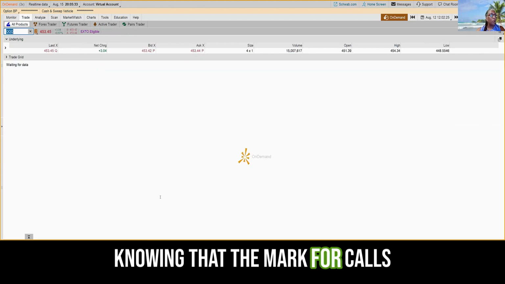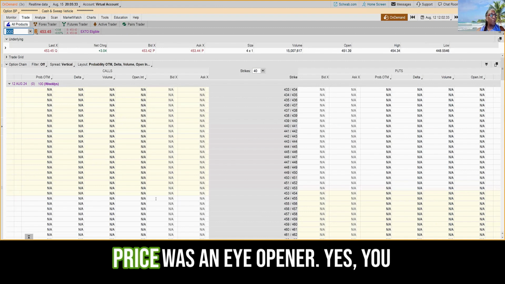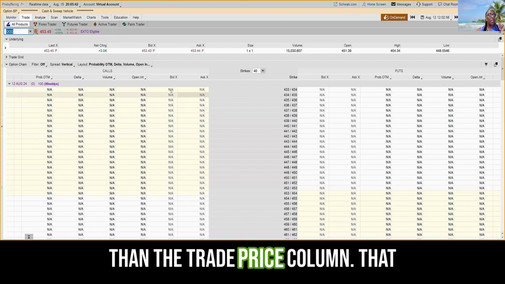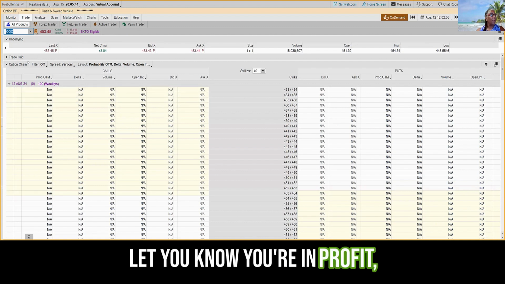Knowing that the mark for calls should be lower than the trade price was an eye opener. Yes, you need the mark column to be less than the trade price column. That lets you know you're in profit.